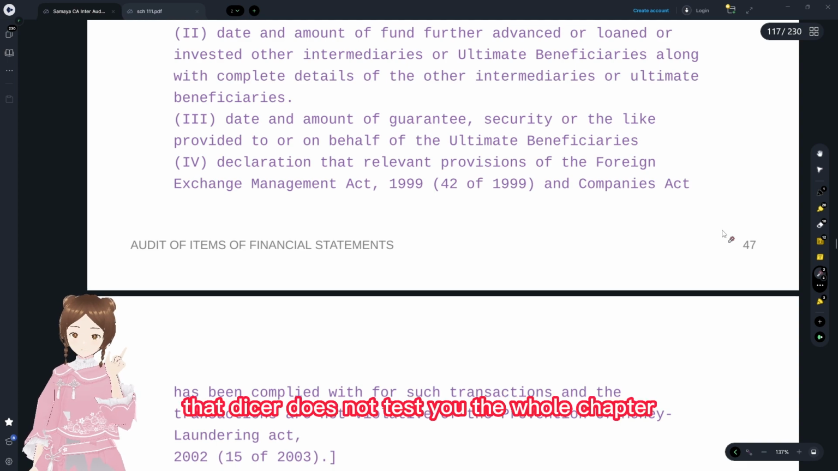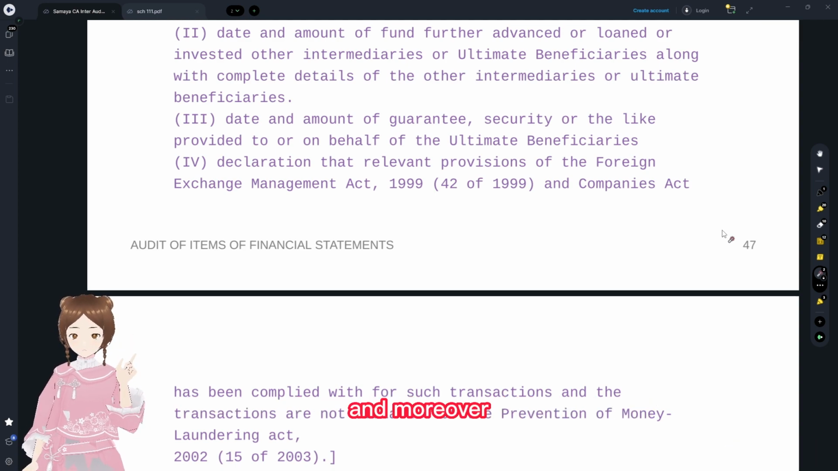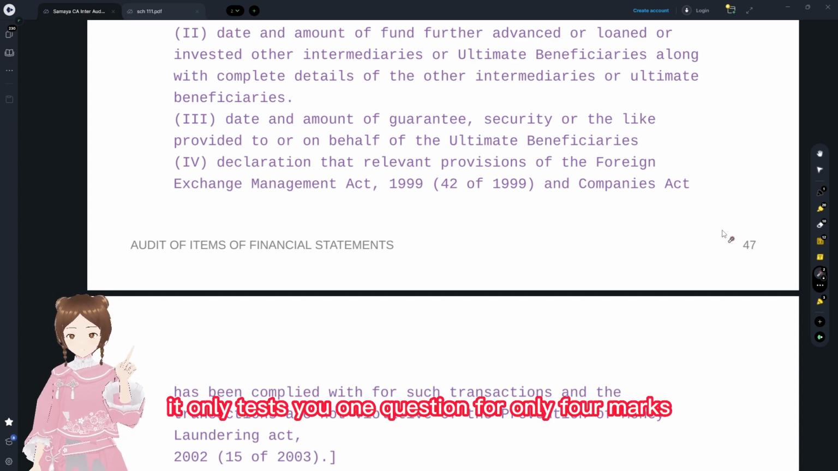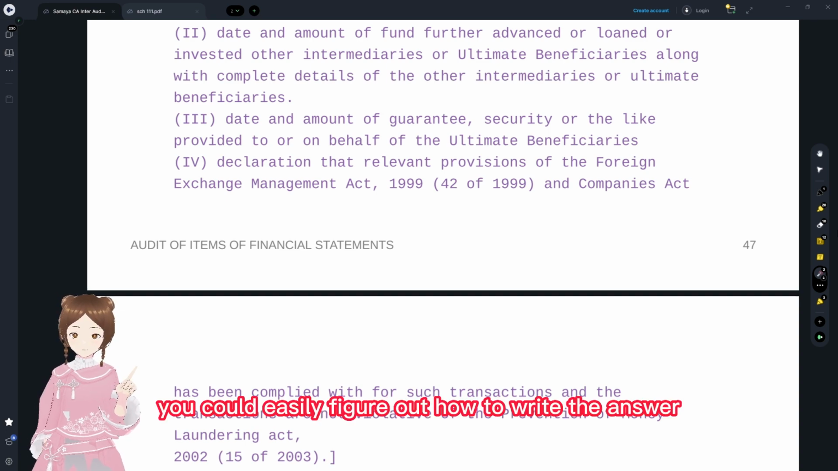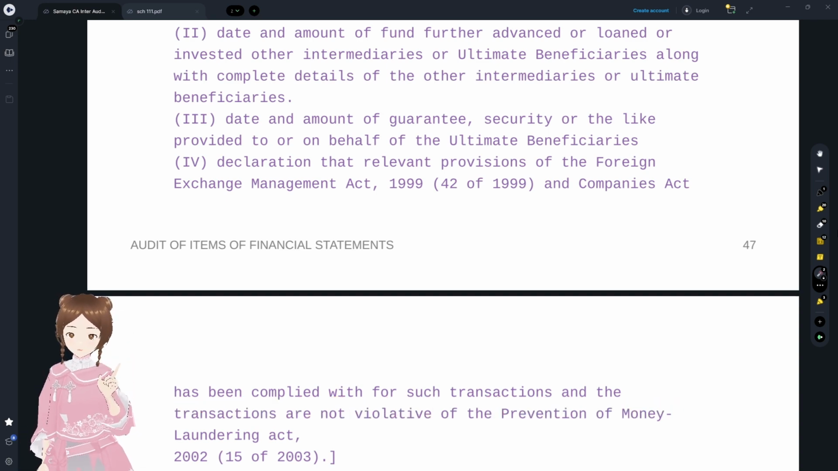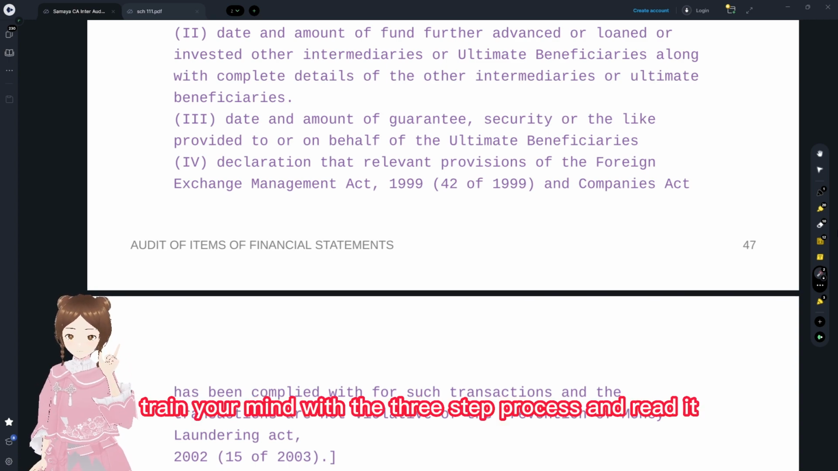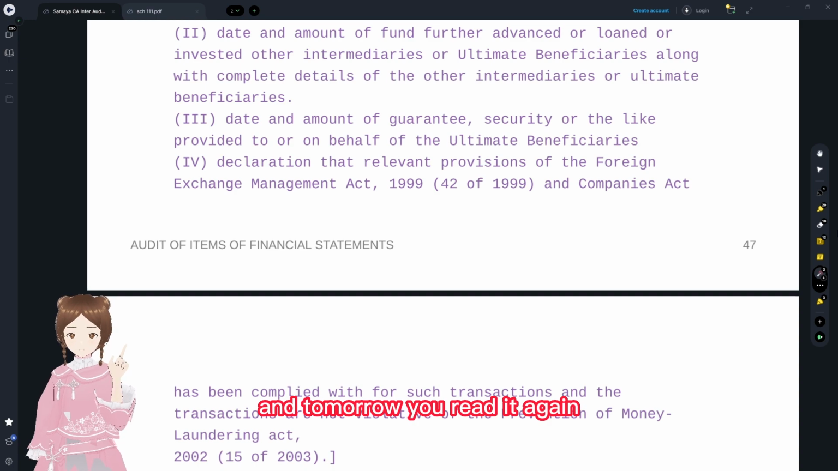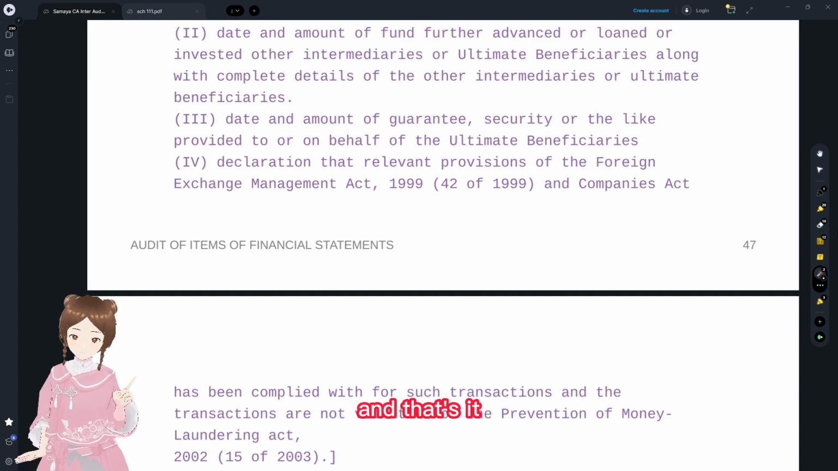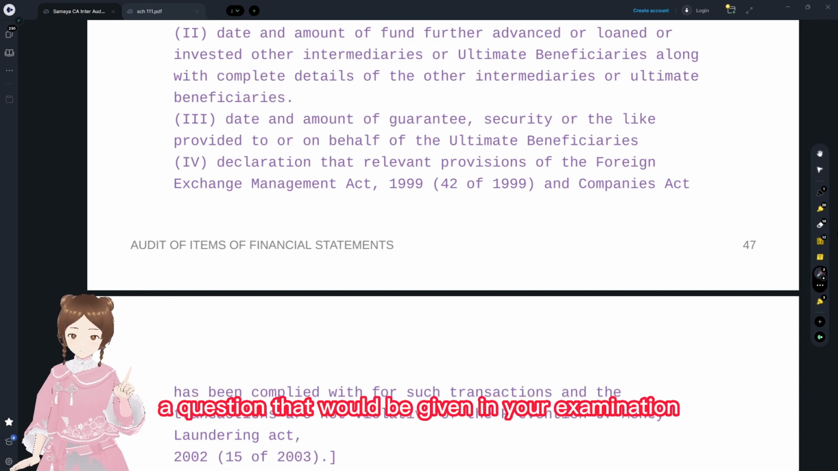You remember one thing: the ICAI does not test you on the whole chapter, and moreover, it only tests you with one question for only 4 marks. So when you put on the 3-step process, you can easily figure out how to write the answer. The call to action that I wanted to give you is, train your mind with that 3-step process and read it 2 times. You just read this one time now, and tomorrow you read it again, and that's it. You can easily figure out how to write the 4 marks question that would be given in your examination.